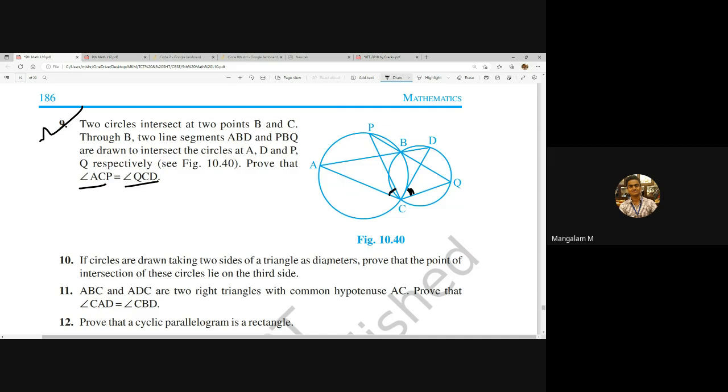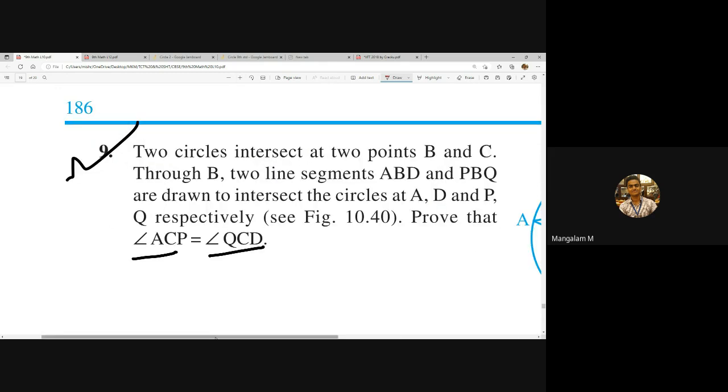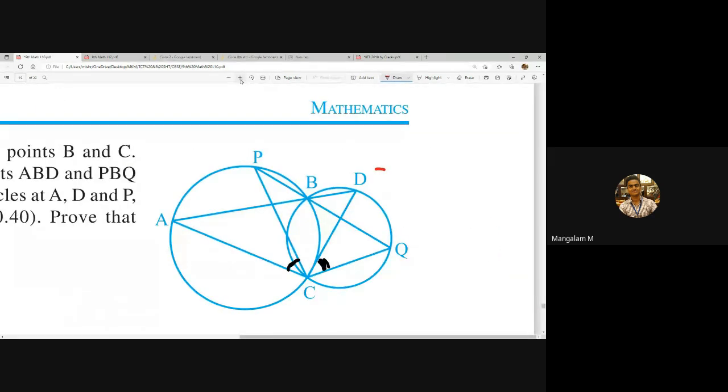Two circles intersect at points B and C. Through B, two line segments ABD and PBQ are drawn to intersect the circles at A, D, and P, Q. Prove that angle ACP is equal to angle QCD. So let us try to prove it. If it does not work out, you tell me, right? So let us try to solve this question.